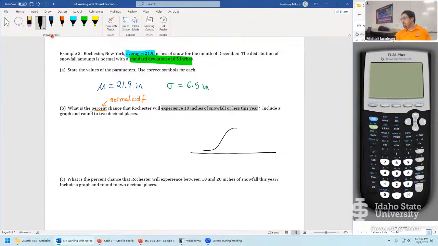Go to a normal curve. Give it a quick description. This is N(21.9, 6.5). So that's our mu and sigma values we stated, but it's also inputs 3 and 4, the last inputs in the calculator. So 21.9 would go here.